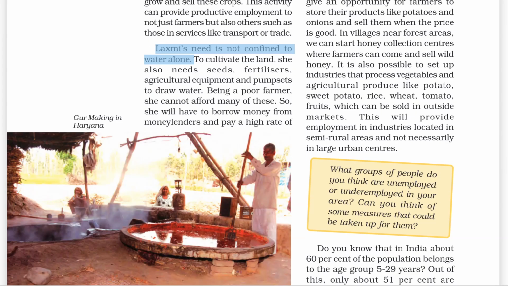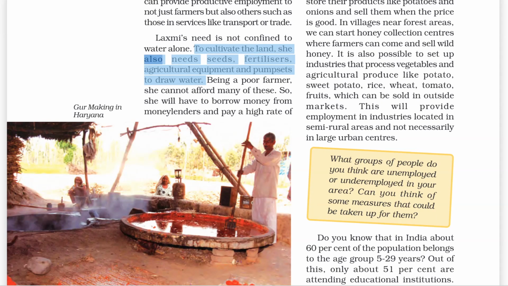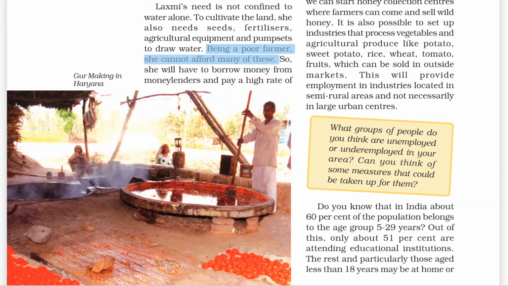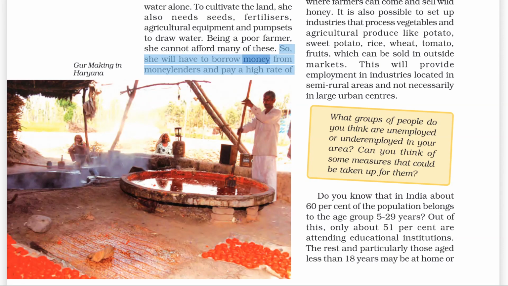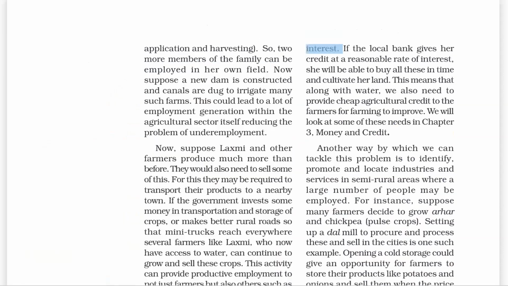Lakshmi's need is not confined to water alone. To cultivate the land, she also needs seeds, fertilizers, agricultural equipment, and pump sets to draw water. Being a poor farmer, she cannot afford many of these. So, she will have to borrow money from moneylenders and pay a high rate of interest. If the local bank gives her credit at a reasonable rate of interest, she will be able to buy all these in time and cultivate her land.